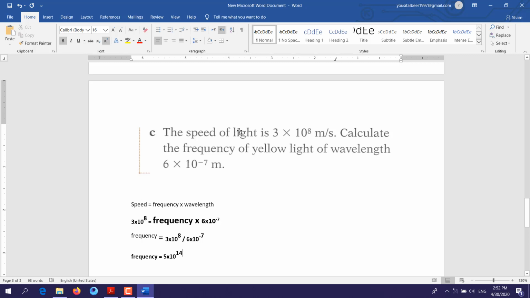Now, what do we mean by speed here? It's the speed of light, which is already given. It's 3 times 10 to the power of 8. Frequency, we want to find, times the wavelength. The wavelength of the light is given here. It's 6 times 10 to the power of minus 7. Now, by doing the calculations, you will find that the frequency is equal to 5 times 10 to the power of 14. So this is the answer for question 9C.